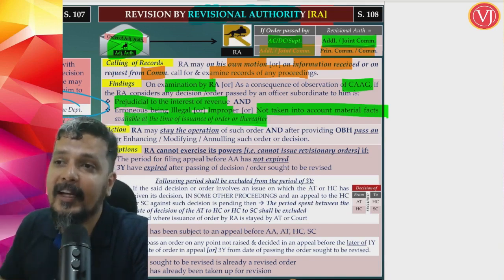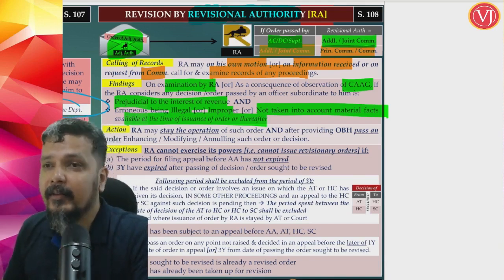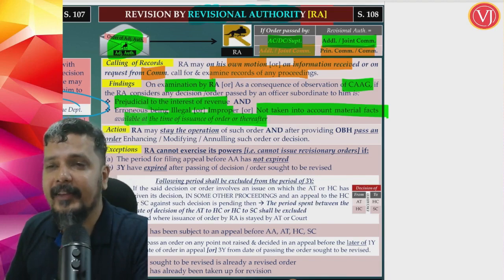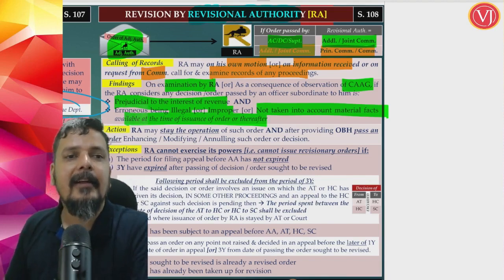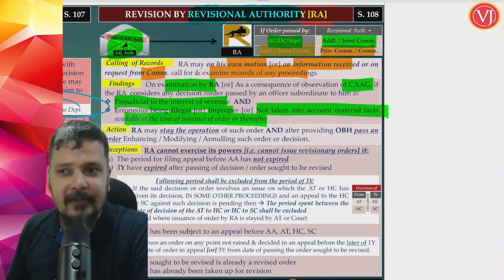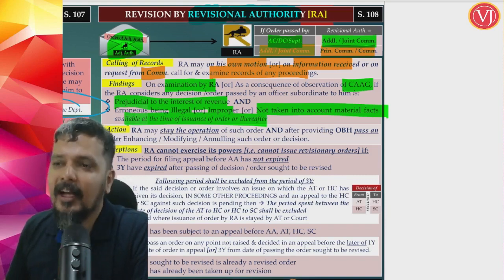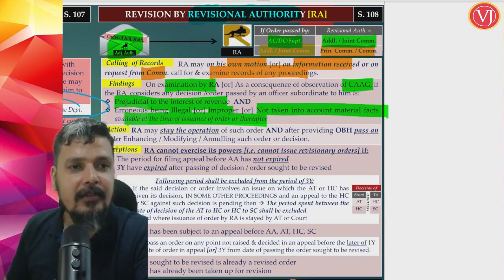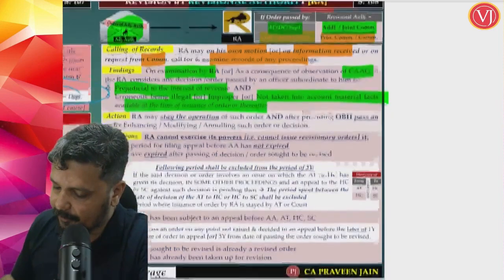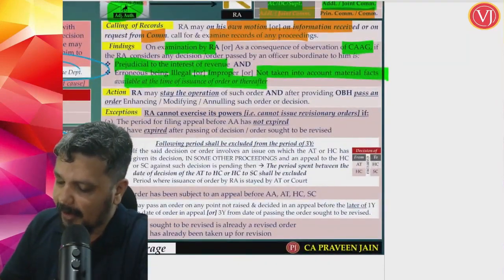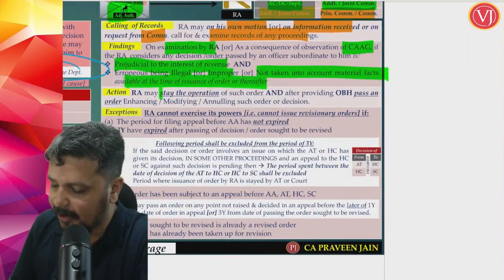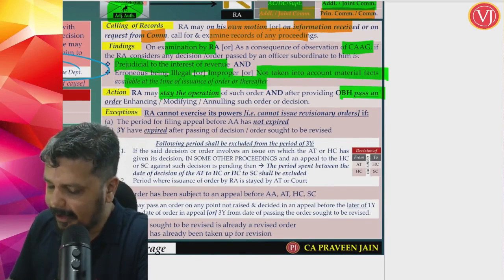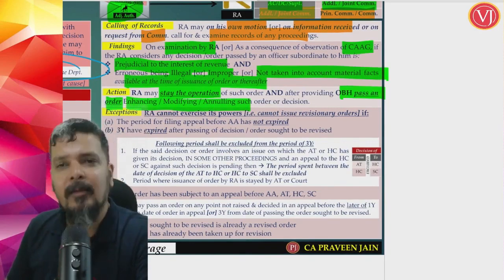At times, this quality check can be done by the CAG, Comptroller and Auditor General, and they will tell that see, the orders are clearly illegal, improper, facts are not considered, against the government, take up the matter for revision. Now, what will be the action? Revision authority will take the matter of that order and pass the order either enhancing, modifying or annulling.